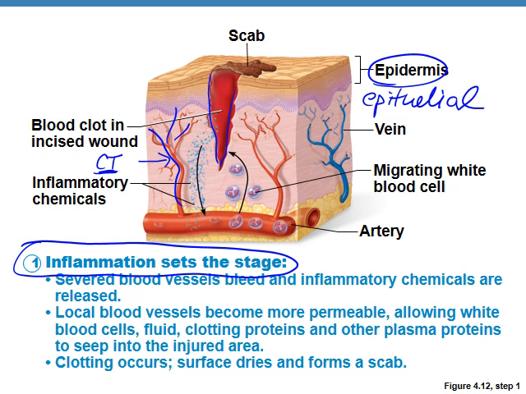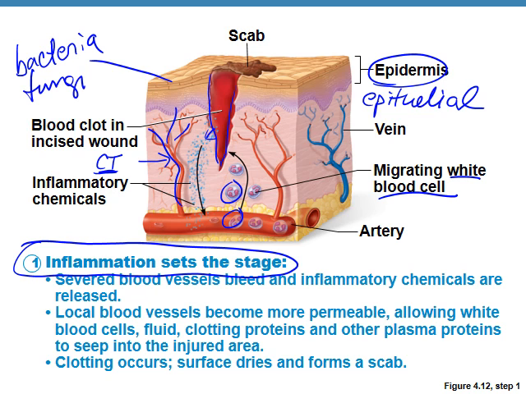But what's going to happen is these chemicals are going to be released from the tissue, and it's going to go into the bloodstream here, and it's going to cause white blood cells to come and try to clean up the infection. So remember, on the surface of our skin, we have bacteria, we might have fungi. So these white blood cells are going to come and try to clean up this gaping hole so that the pathogens can't get into your bloodstream.